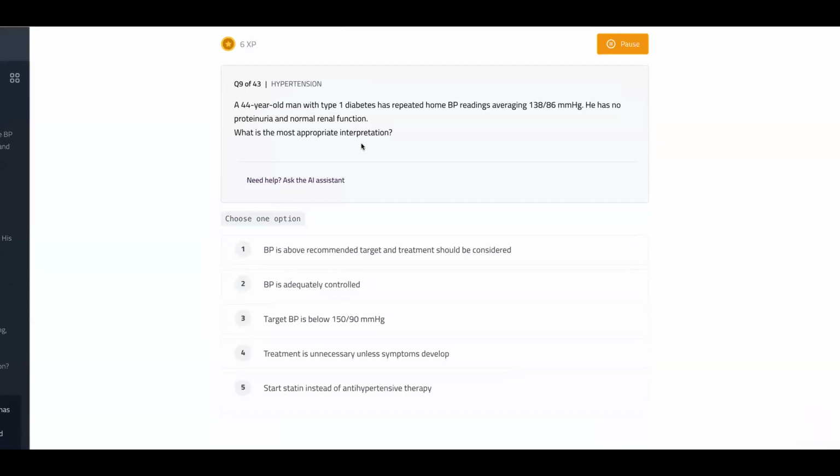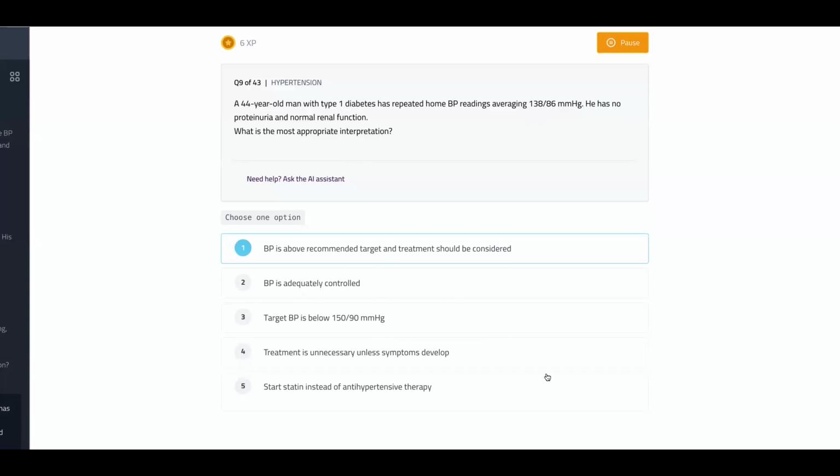What is the most appropriate interpretation? A 44-year-old with type 1 diabetes, blood pressure 138/86. What do you think? Hypertensive. Yes, because hypertension with diabetes, because it is diabetes type 1. Okay, and treatment should be considered.